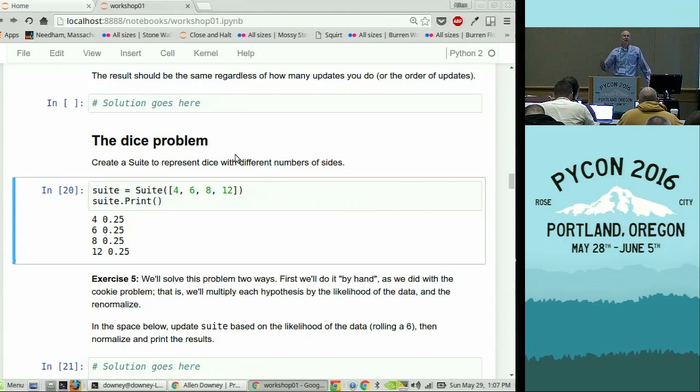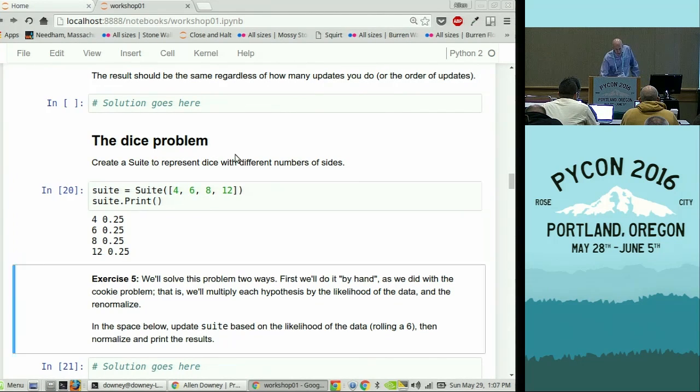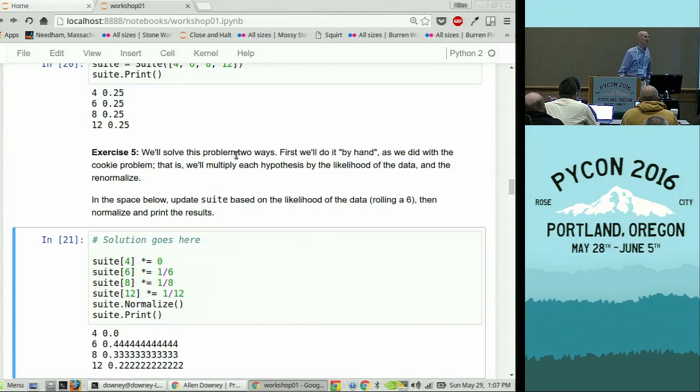So again, I created a suite that has 4 hypotheses in it, and the default behavior is that they all have equal probability to begin with. So this suite represents my prior belief about which die it was. Initially, they're all equally likely. The update is always going to have the same structure.